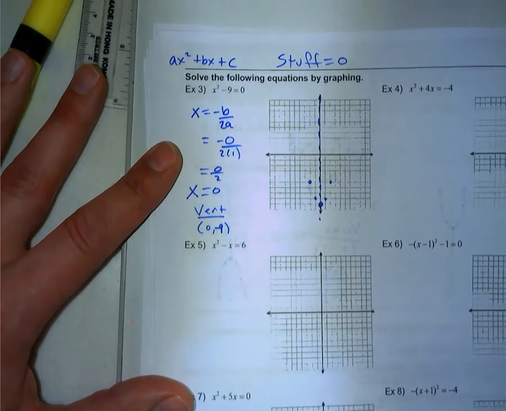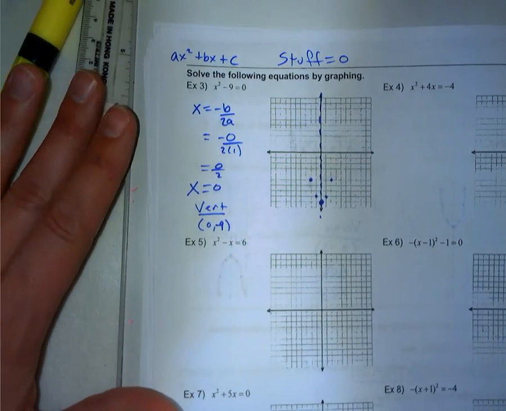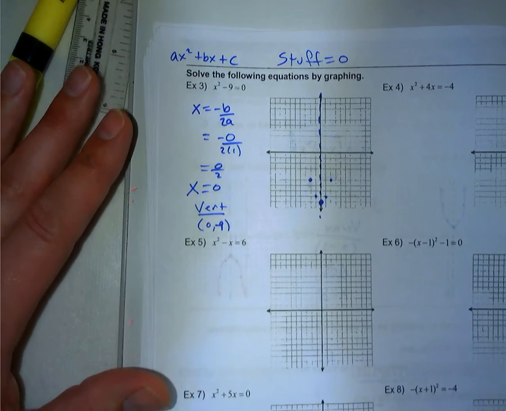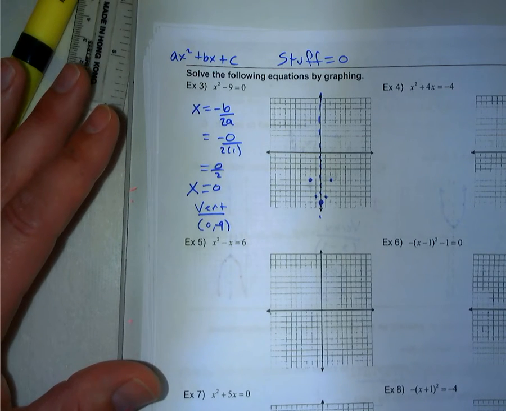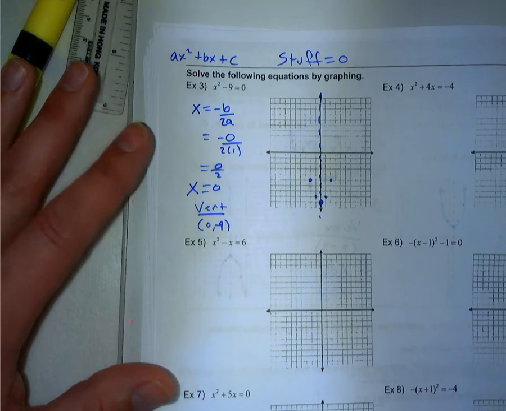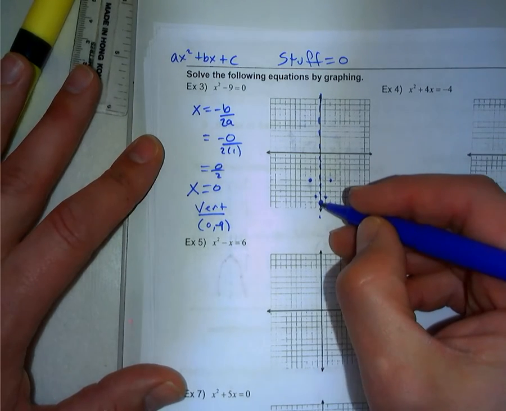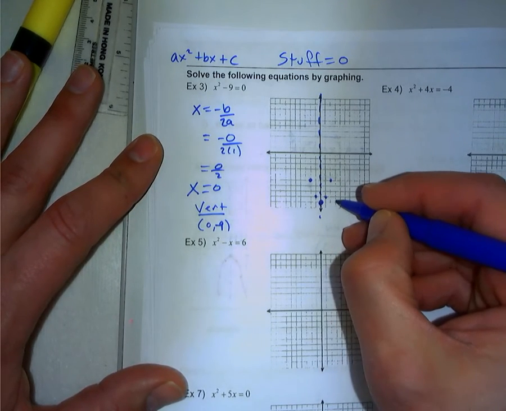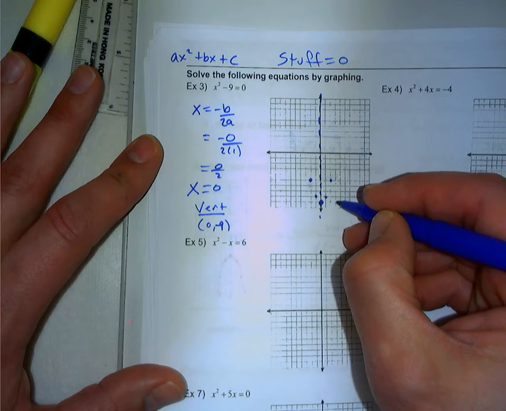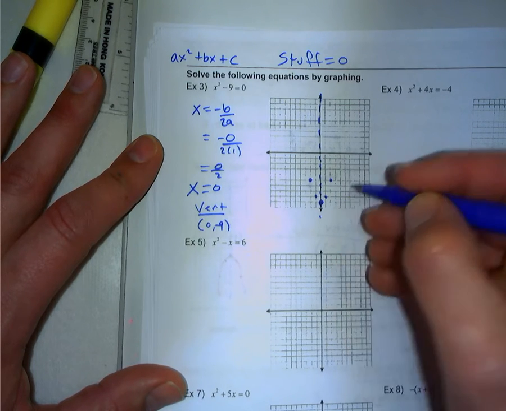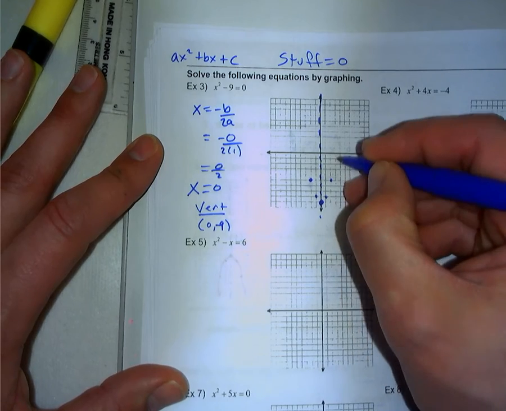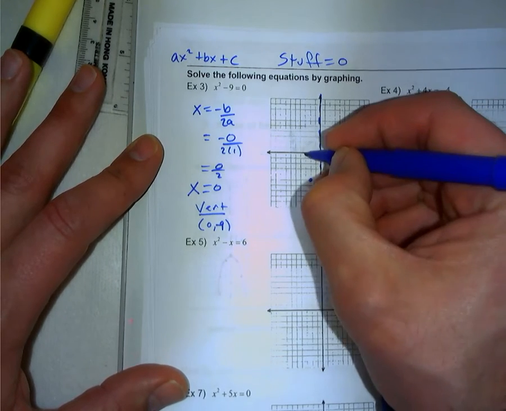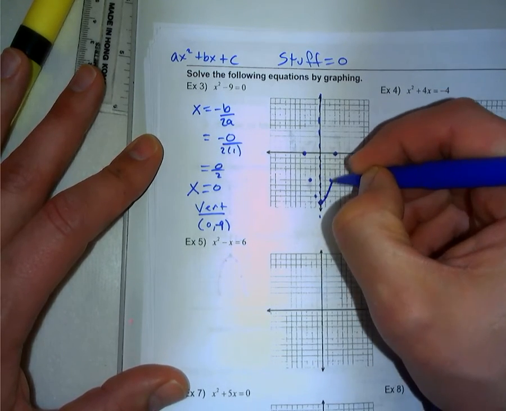Now, I could graph this, but I want to know where this thing touches or intersects the x-axis. So I'm not quite there yet. I'm going to keep going. If I go over 3, that's up how many? What's 3 squared? What's 3 times 3? That's 9. So I'm going to go over 3, up 9. That hits right there. There it is. There's my answers.